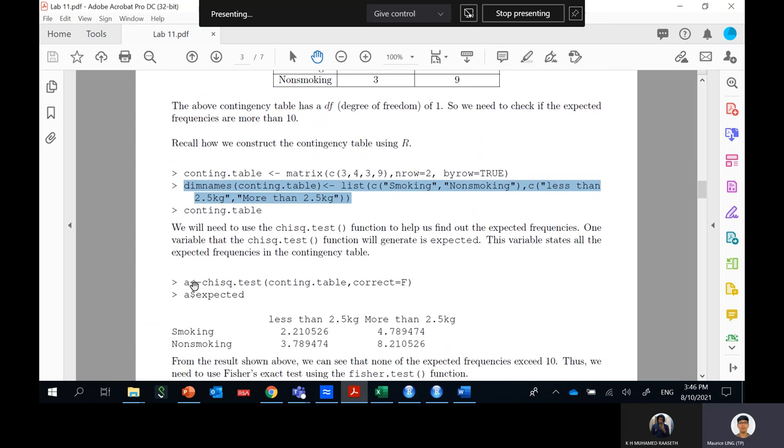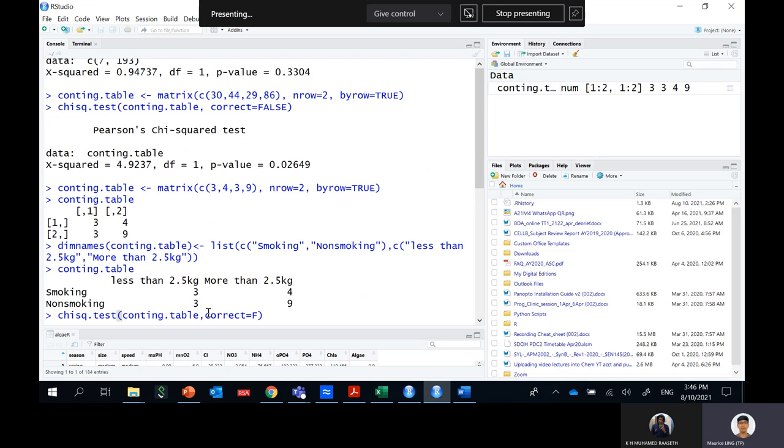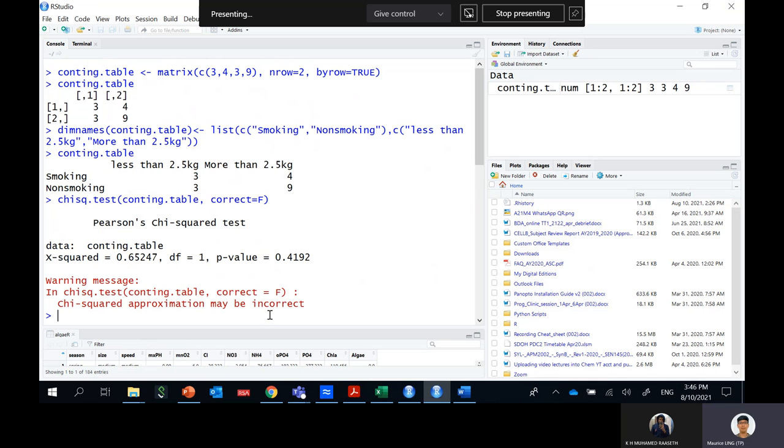After that, you do your chi-square test. You do your chi-square test using your contingency table and corrected equals to false. So this is the one that gives you your p-value. Approximation, yeah. The approximation, because the sample size is too low, so approximation may not be right. You accept the null hypothesis, but I accept the null hypothesis based on the sample size.